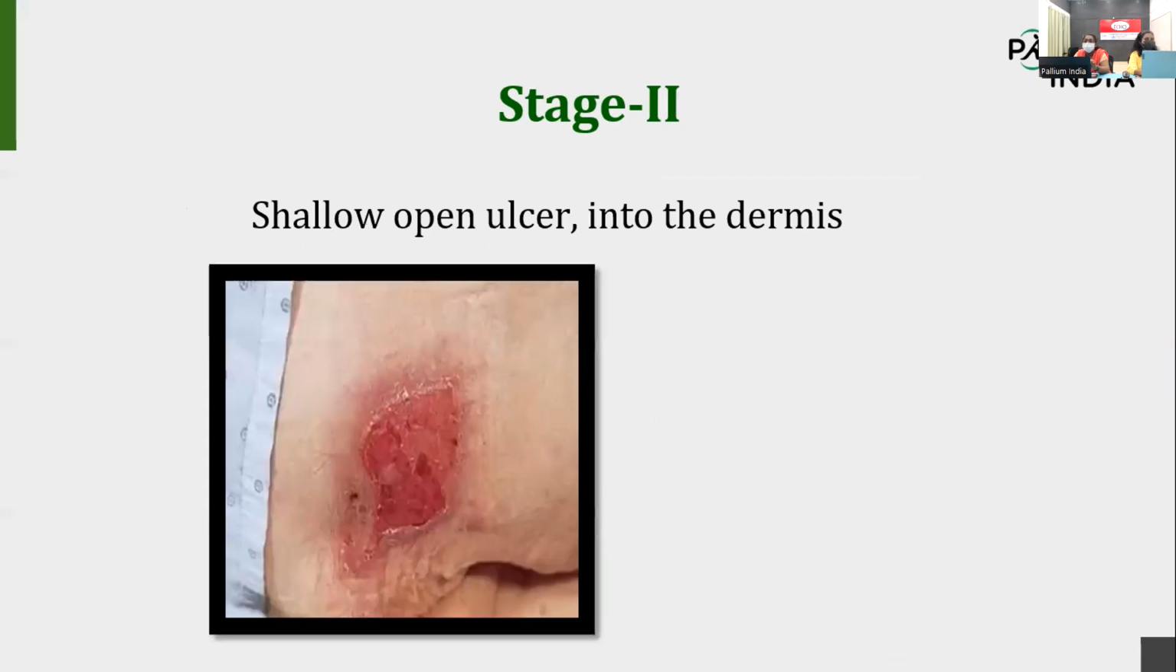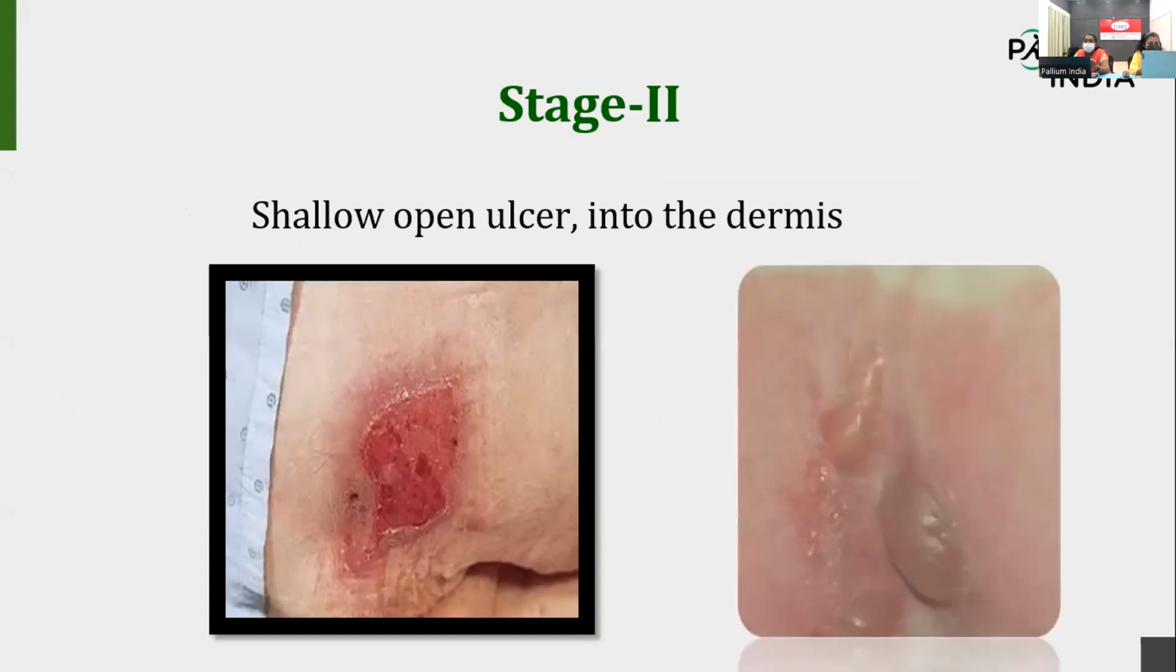Then we can move on to the second stage pressure ulcer, that is shallow open ulcer. It can damage the dermis layer. Okay, so here, the dermis layer will break down, or the blister formation will be there. So if there is a blister formation there, definitely the blister will burst and definitely the skin will be exposed. So this is the second stage of pressure ulcer.